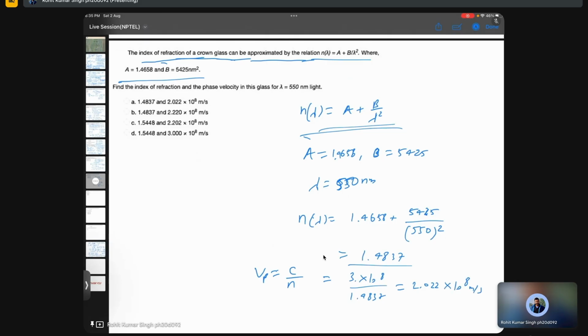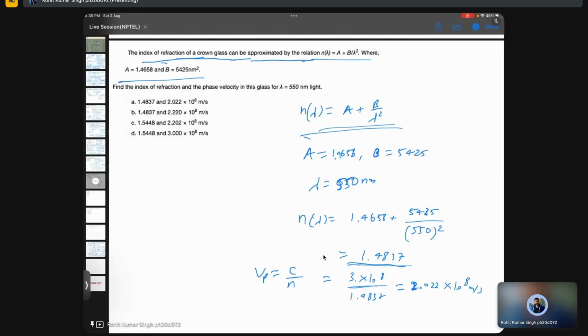So you see the speed of light is less than what it is in the vacuum. That means that if the light travels in a medium with a refractive index higher than 1, its speed will be slowed down basically. Okay.